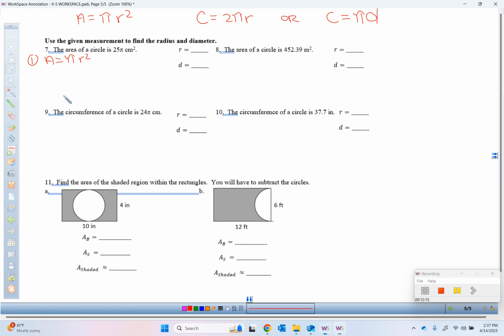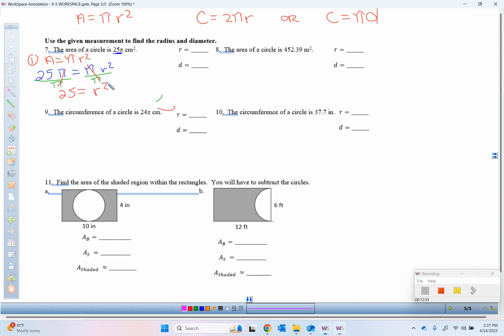So let's fill in what we know. It's telling us that my A is 25 pi. It tells me that right here. And then with my formula, we're going to solve for the r, radius. So we need to get r by itself. The first step for solving this equation would be to divide by pi. If I do it on this side, I have to do it on this side. That is what allows these to cancel to start to get r by itself. These will also cancel, so I'm left with 25 equals r squared.